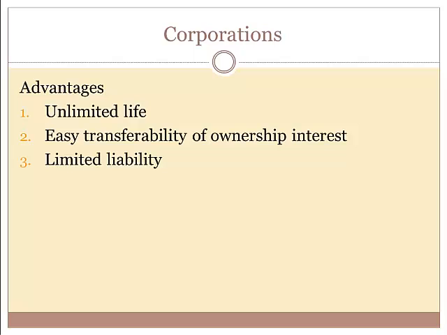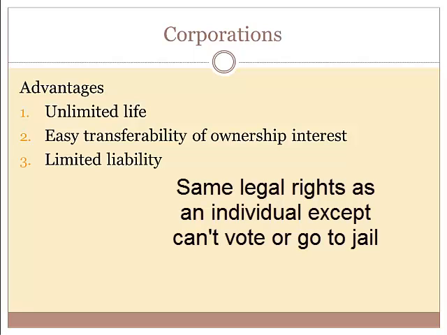Corporations, on the other end of the spectrum, have unlimited life. They are legally declared to be an individual. They have all rights as an individual to own and sell property. They can do everything an individual can, with the exception of they cannot go to jail and they cannot vote.